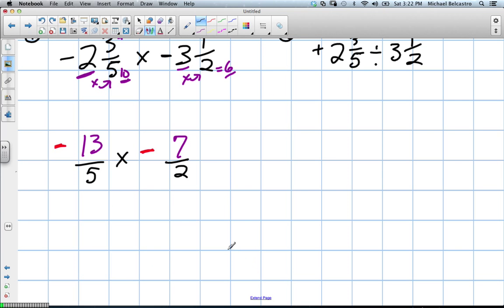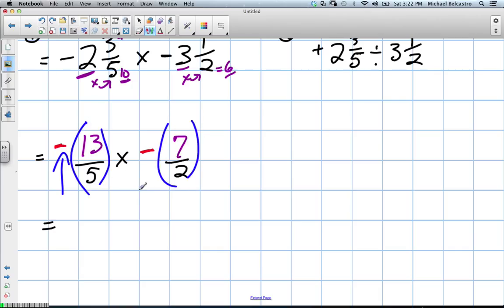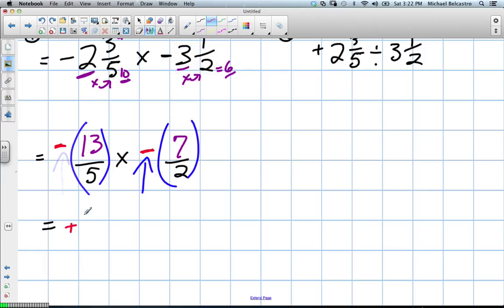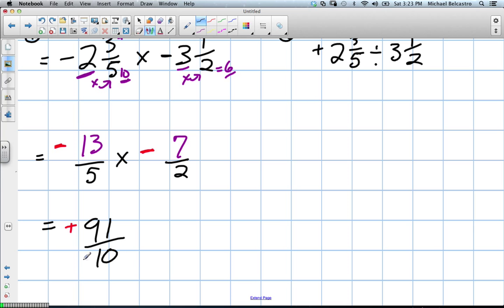Now this becomes a little easier. Now, I have a negative. Remember, think of the whole term as being negative, right? Negative times a negative. So what's our answer going to be? It's going to be positive. That's right. 13 times 7 is 91. 91 over 10. So positive 91 over 10.